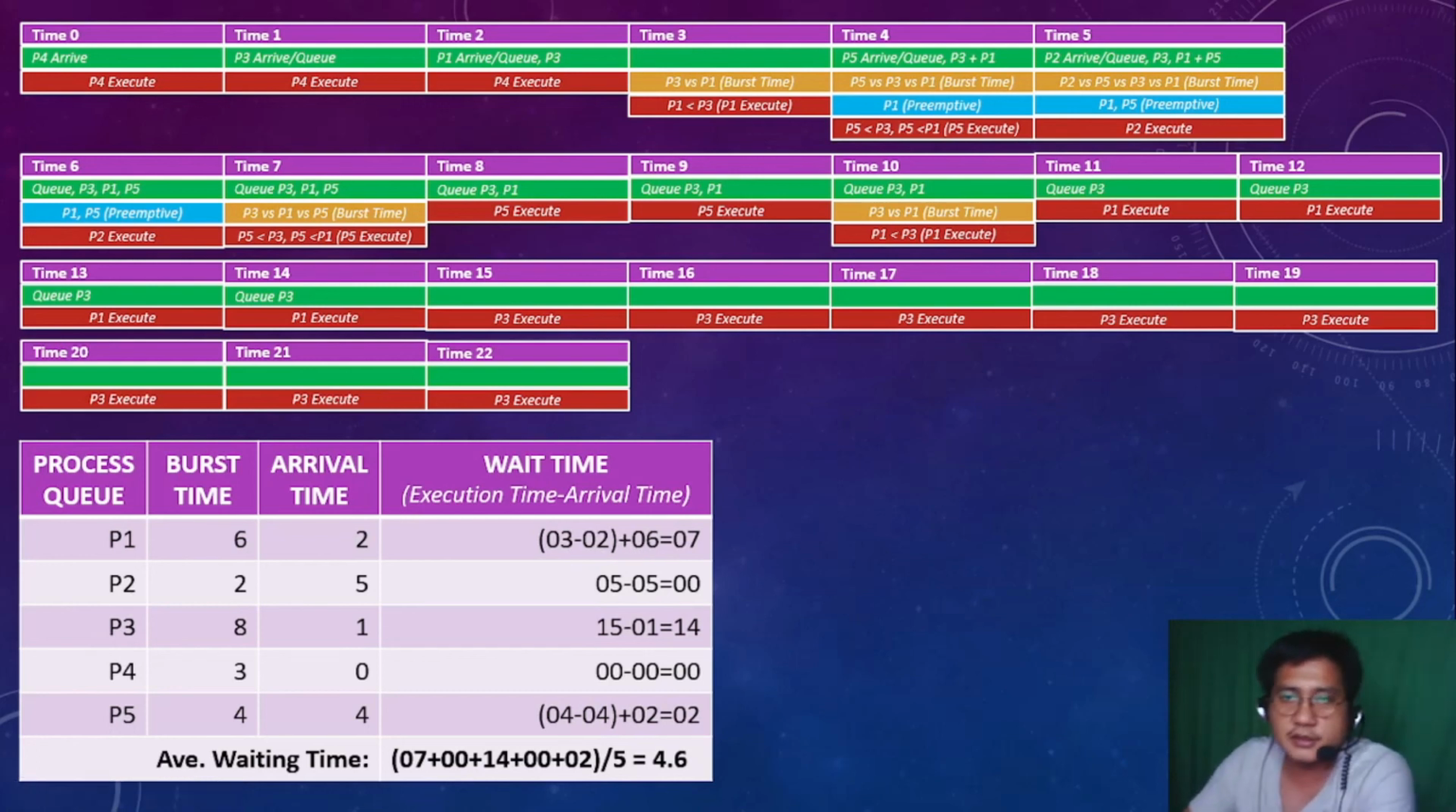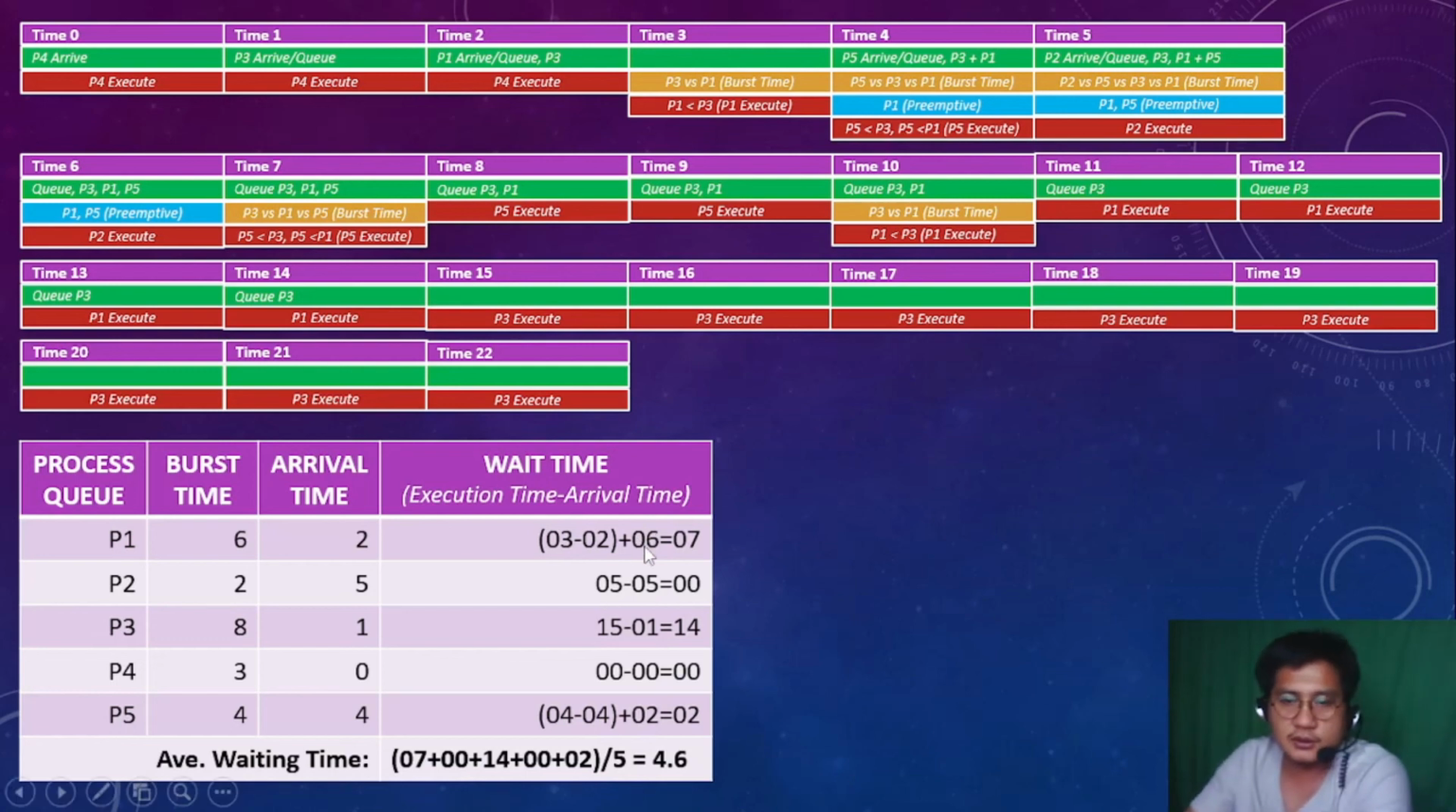Where do we get this plus 6? It is because when process 1 starts its execution at time 3, it is preempted or halted at around time 4. Now, process 1 regains its execution time at around time 10. Now, if we count that from time 4, we have 1, 2, 3, 4, 5 waiting time. So there is another waiting time of 5.